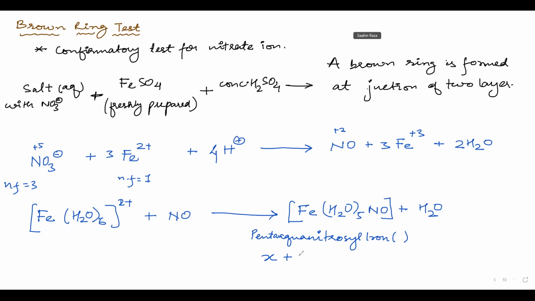Plus, water is a neutral molecule, hence it will be 0. This nitrogen has a lone pair of electrons, from that it will be donating electrons, that is why it will be -1. It will be equal to 0. Now, X will be equal to +1 oxidation state. This is very important. This has been asked in competition exams many times. What is the oxidation state of iron in the brown ring complex in the brown ring test? So iron is +1. This is the brown ring complex. Okay, just copy this fast.